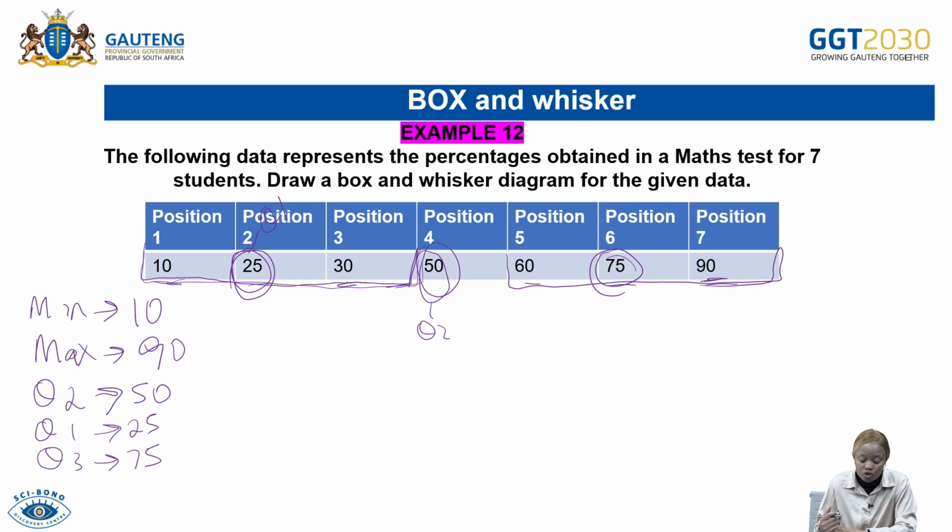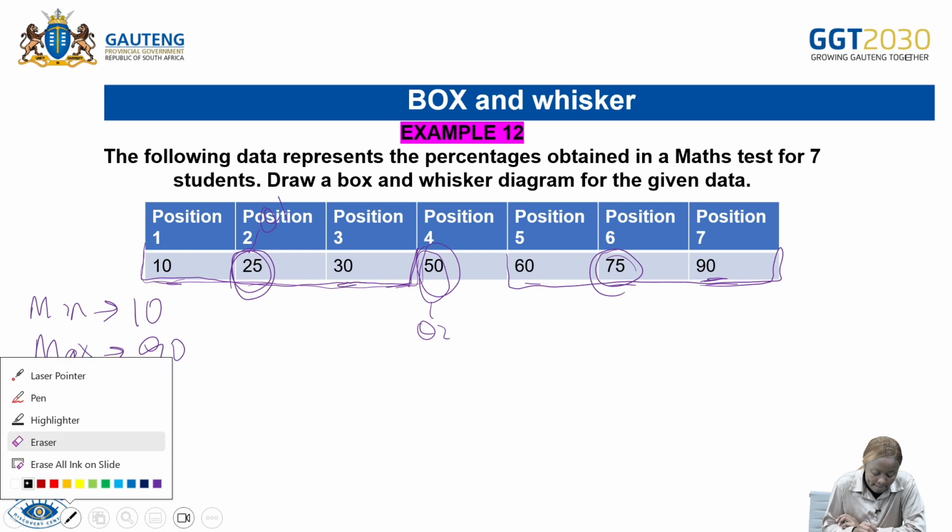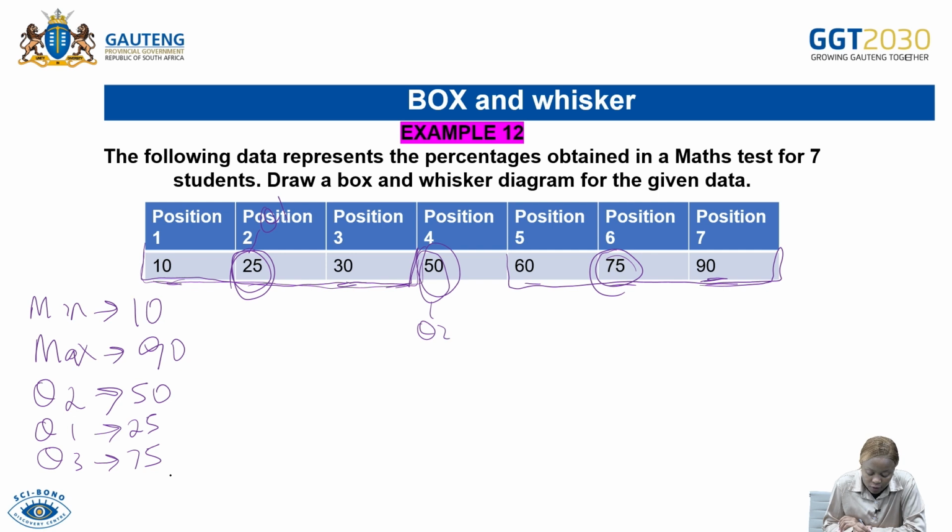Okay, so now I can sketch my box and whisker diagram. Use a ruler to draw your number line. Make sure that you use a ruler. And then you must also make sure that you use a scale. So since I can see my numbers are 10, 25, 30, 50, 60, I'll use the scale of 10. Let me use the scale of 10. Let's fix this line. Okay, so I'm going to use my scale of 10. Make sure that your spaces in between are the same.